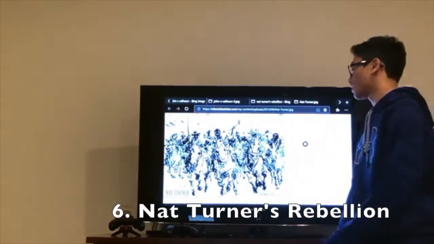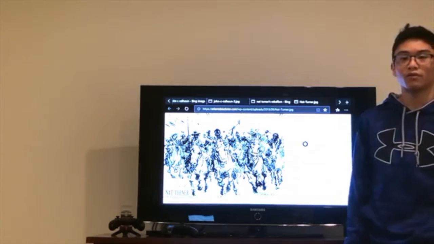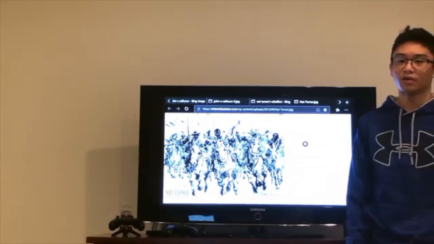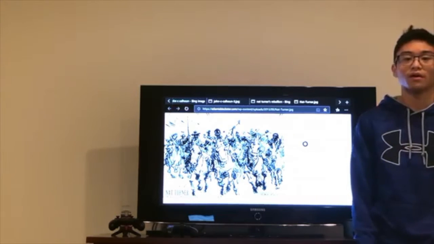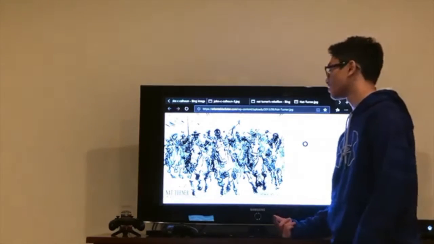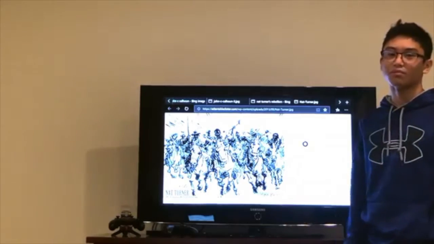At number 6, we have Nat Turner's Rebellion. So this was a slave rebellion, and rebel slaves killed 55 to 65 people, the majority of them being white. And we chose this because it encouraged slaves to fight against their own slave owners, which the South did not like, and it caused a lot of slave uprisings. And we have a picture here of slaves riding horses with weapons on their way to kill people.